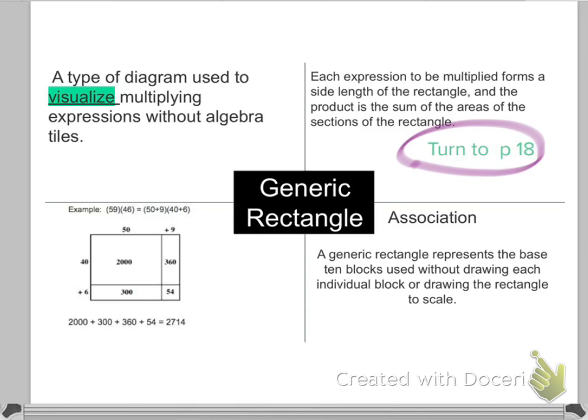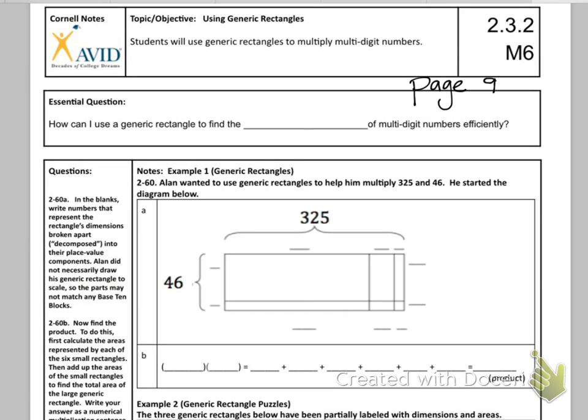On page 18, find generic rectangle. A generic rectangle is a type of diagram used to visualize multiplying expressions without algebra tiles. Now please turn your notes to page 9.